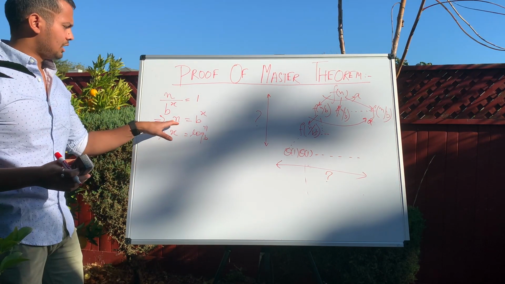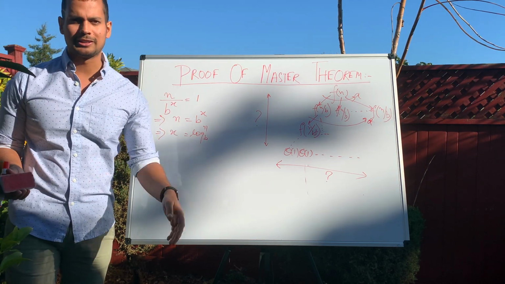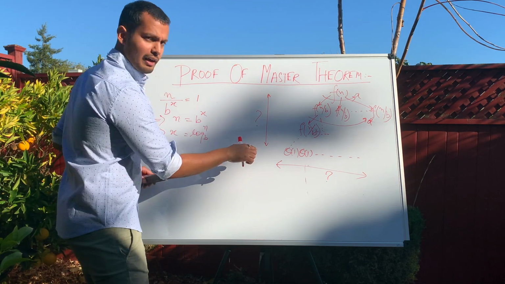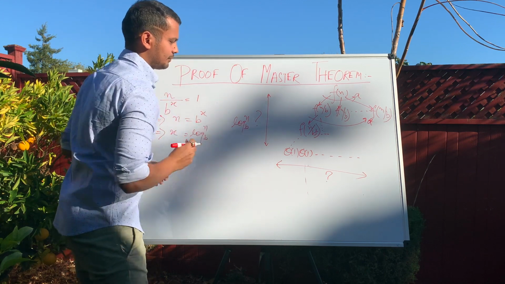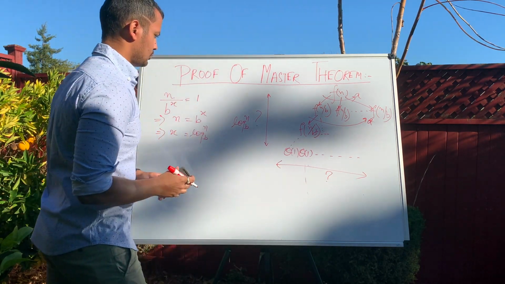It's a simple transformation, and if you're having some issues, I recommend going on Google and brushing up your skills in logarithms. So the depth of the tree is log of n by b. Now we have to find the width of the tree, right?